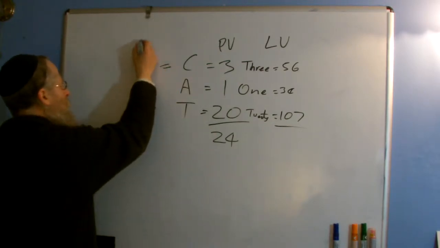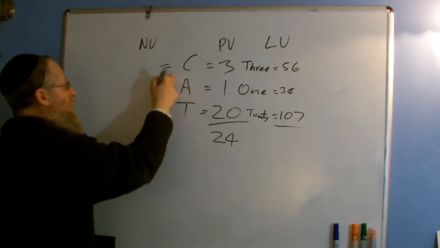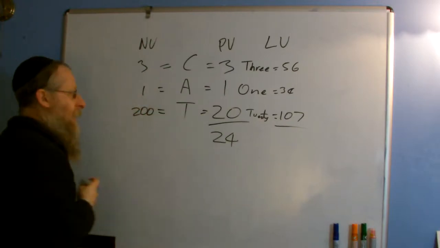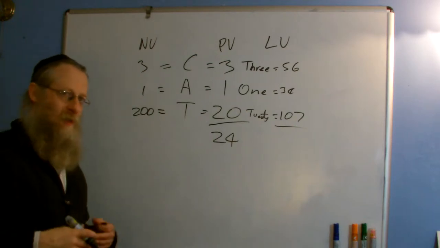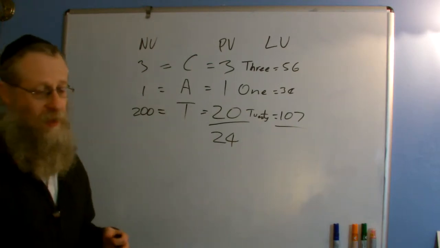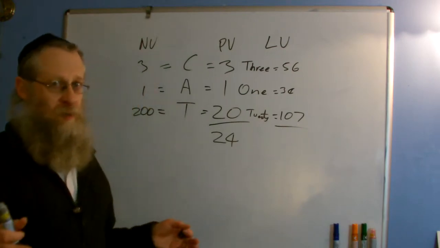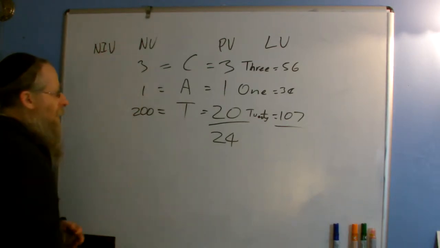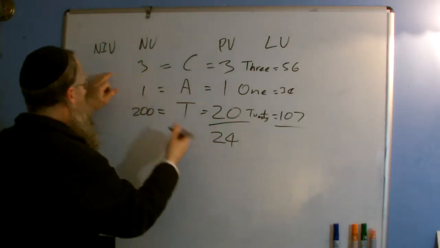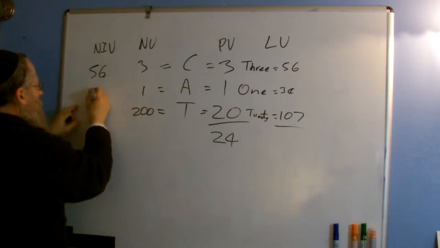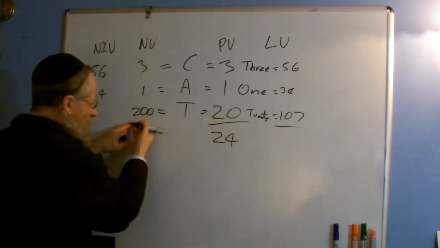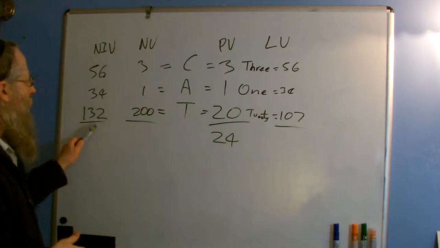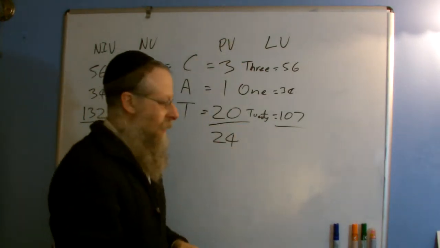Over this side, I'll put the normal value, which is borrowed from Hebrew. C is 3, A is 1, and T is 200, and that goes in a decimal way. That goes A, B, C, D, E, F, G, H, I, J is 10, 1 to 10. And then K is 20, L is 30, all the way up to S, which is 100, T is 200, and so on. And then the normal inner values, where we take again what we did over here, three is 56, one is 34, and the word 200 is 132, and we add those up and we get the totals, and that's what I call the NIV value, the N value, the PV value, and the LV value.